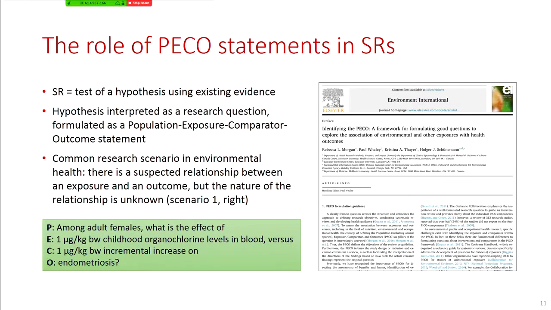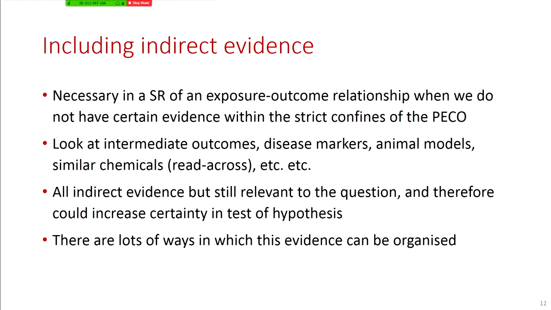So we consider this PICO. We might be thinking about the effect of organochlorine exposure on endometriosis risk in women. So we'd say among adult females, what is the effect of 1 mg per kg body weight childhood organochlorine levels in blood versus 1 mg per kg body weight incremental increase on endometriosis? I kind of made this up, so if it's not quite mechanistically correct, I have to apologize for that. I just do the frameworks.